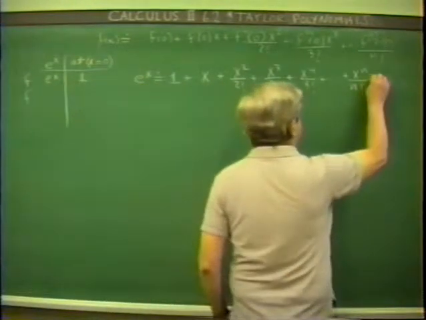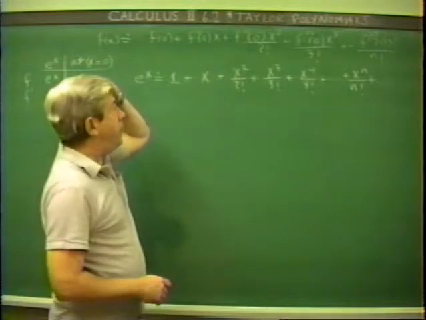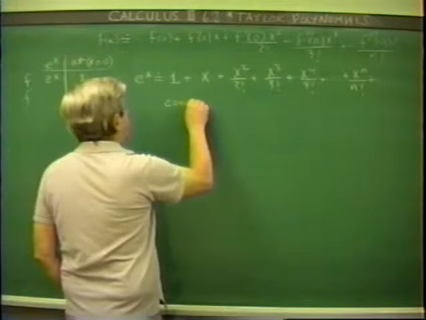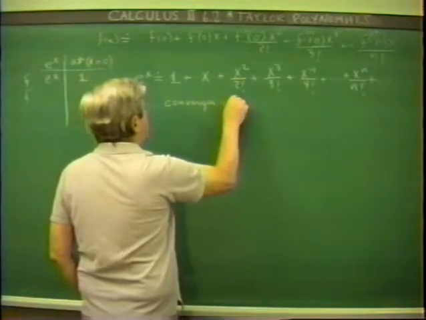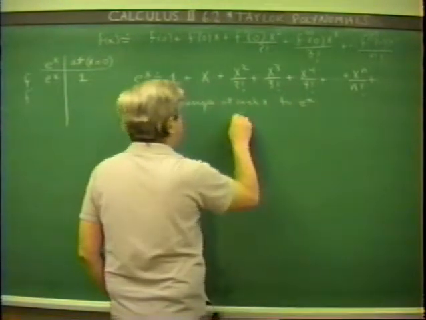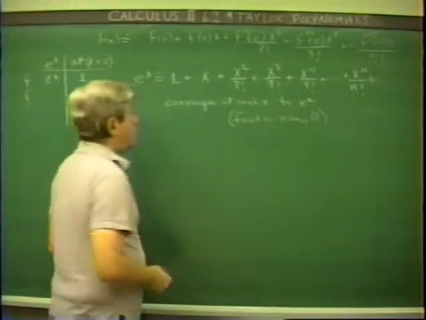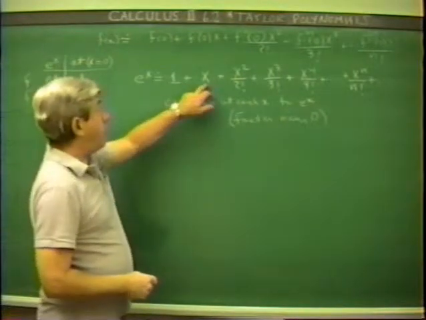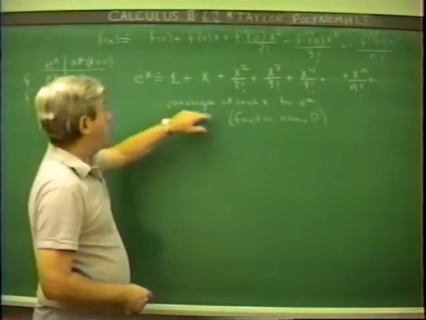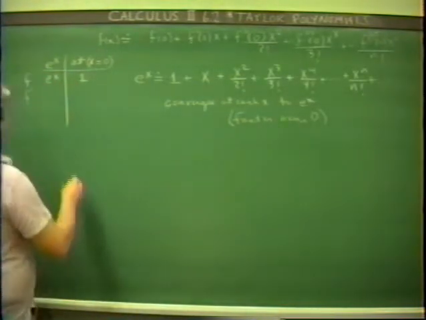If you continue this on indefinitely, it turns out that this infinite series here at each x is defined as a series, and this converges at each x to e to the x. But faster, of course, near 0. So that for some values of x, it's not really convenient to use this to compute e to the x, and maybe resort to some other means. But near 0, this converges very rapidly to e to the x.